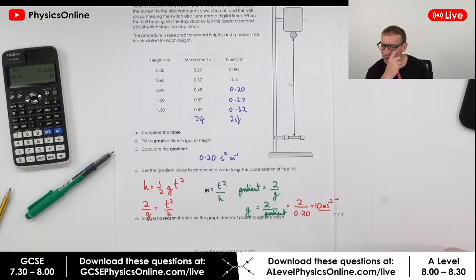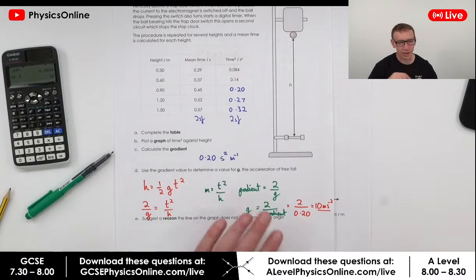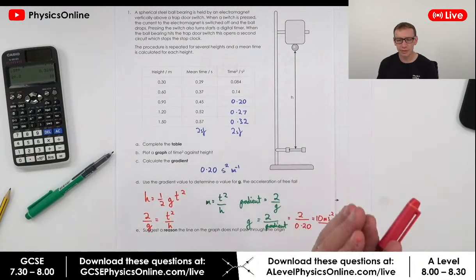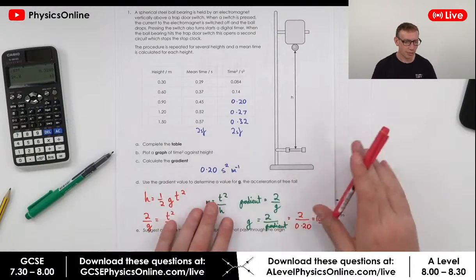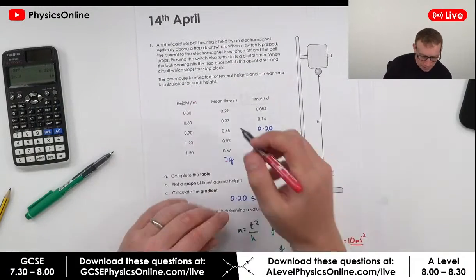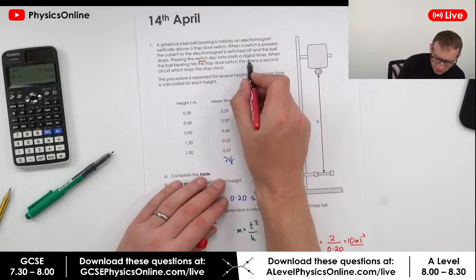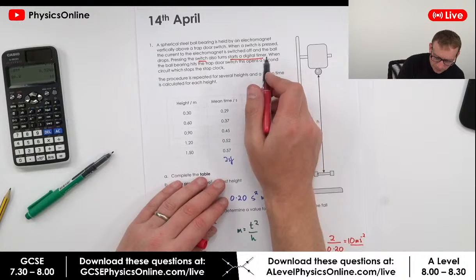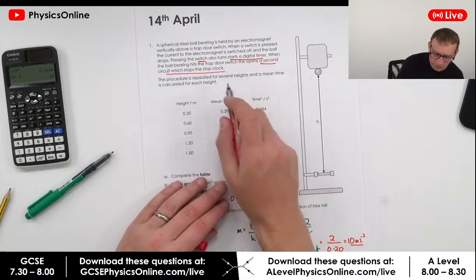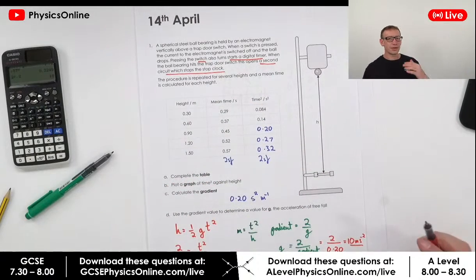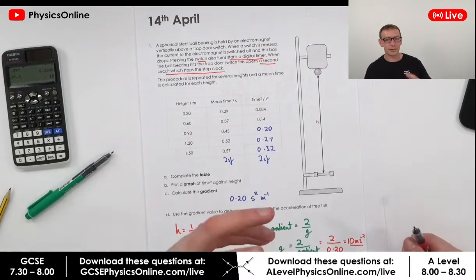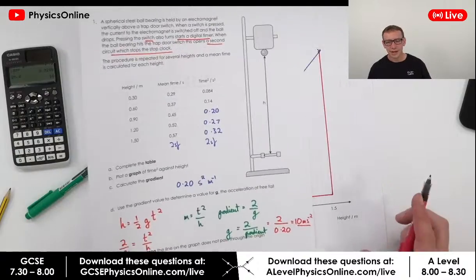Friction, reaction time, I would say. When we talk about reaction time, okay, I reckon if you say human reaction time, that's not correct because it says over here, pressing the switch starts a digital timer, which opens a second circuit which stops the clock. So really it's not a human starting and stopping, it's the electrical circuit which does that.